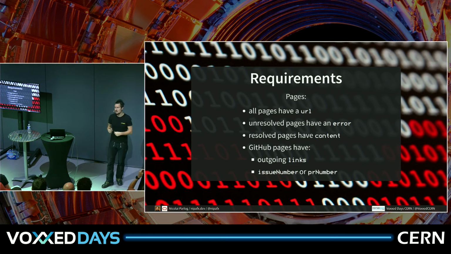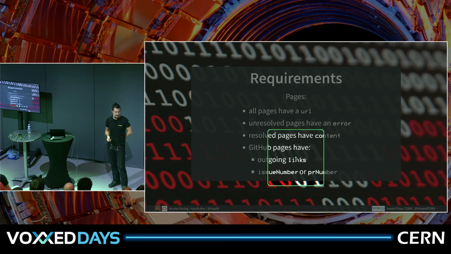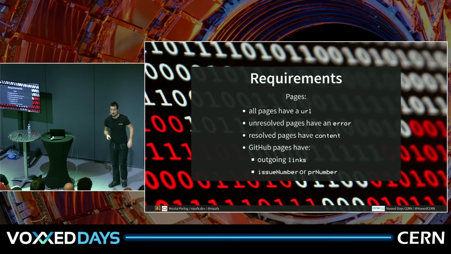So let's gather some requirements for this type page. All pages have a URL. Sometimes, you can't connect. Maybe it's a network issue. Maybe you're still in company VPN and it doesn't let you go to other GitHub projects. So there might be an error. If you did resolve a page, it will have some content, and if it was a GitHub page, then it will have two other things. It will have outgoing links, plural, to other GitHub pages or external pages too, and it will have an issue number or pull request number. Right? So note that external pages don't have this. If we find Wikipedia, we stop searching there.